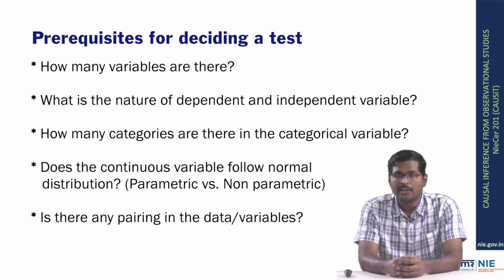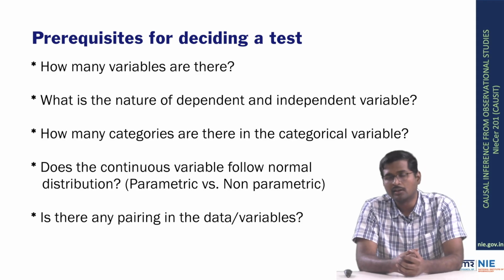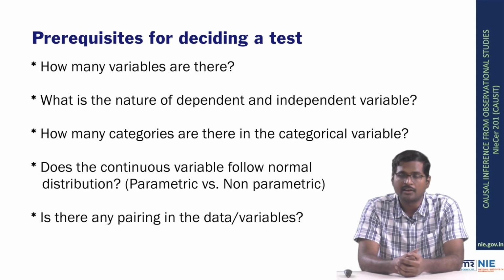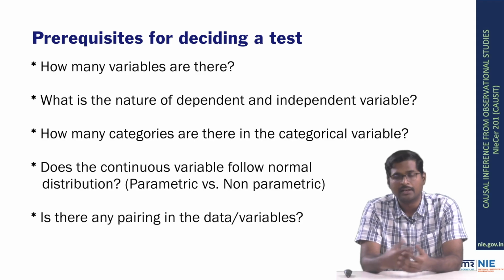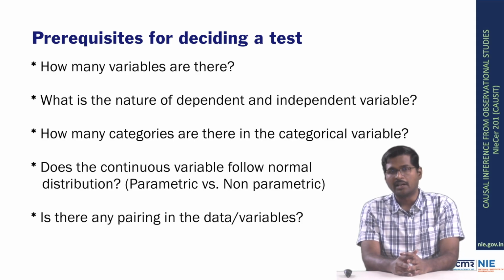Does the continuous variable follow a normal distribution? If you have a continuous variable in your question, does it follow a normal or not normal distribution? That determines whether we use parametric tests or non-parametric tests. Let's say you have blood pressure and you have to check whether blood pressure follows a normal distribution in your data. If yes, you use parametric tests. If no, you use non-parametric tests.